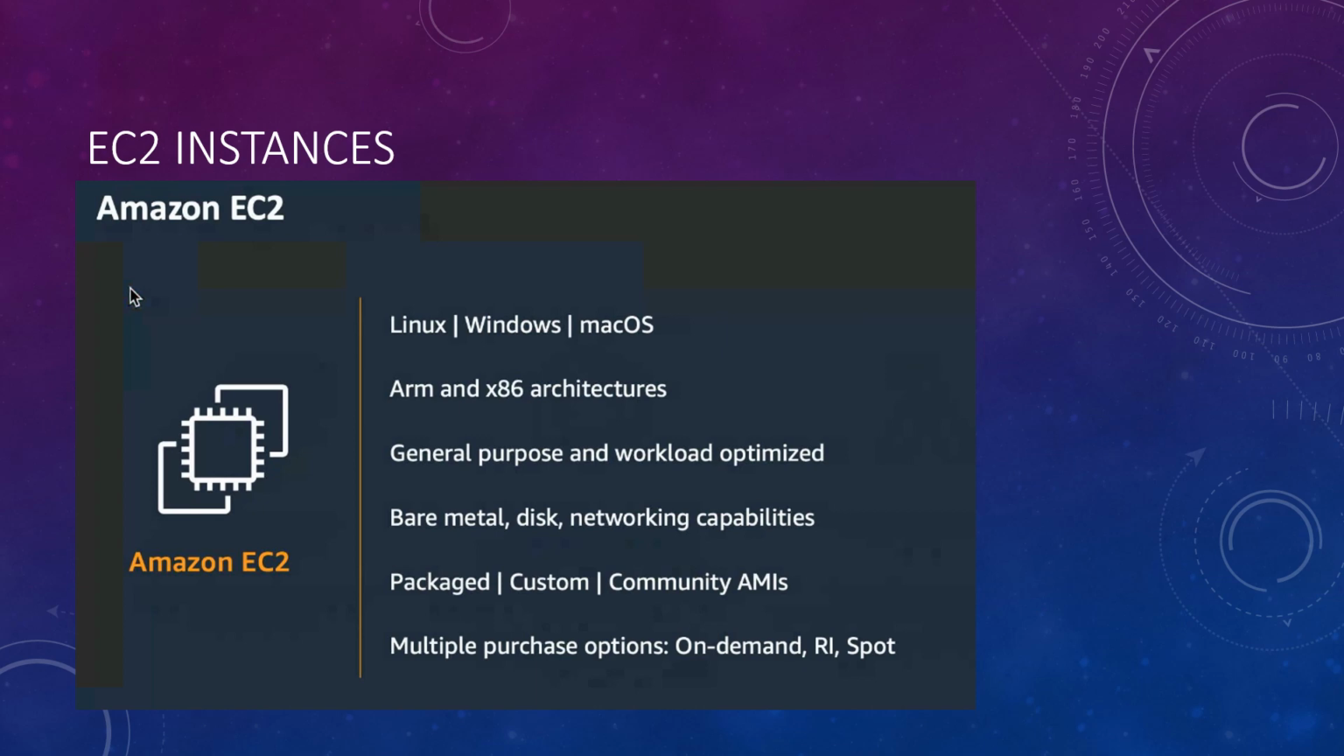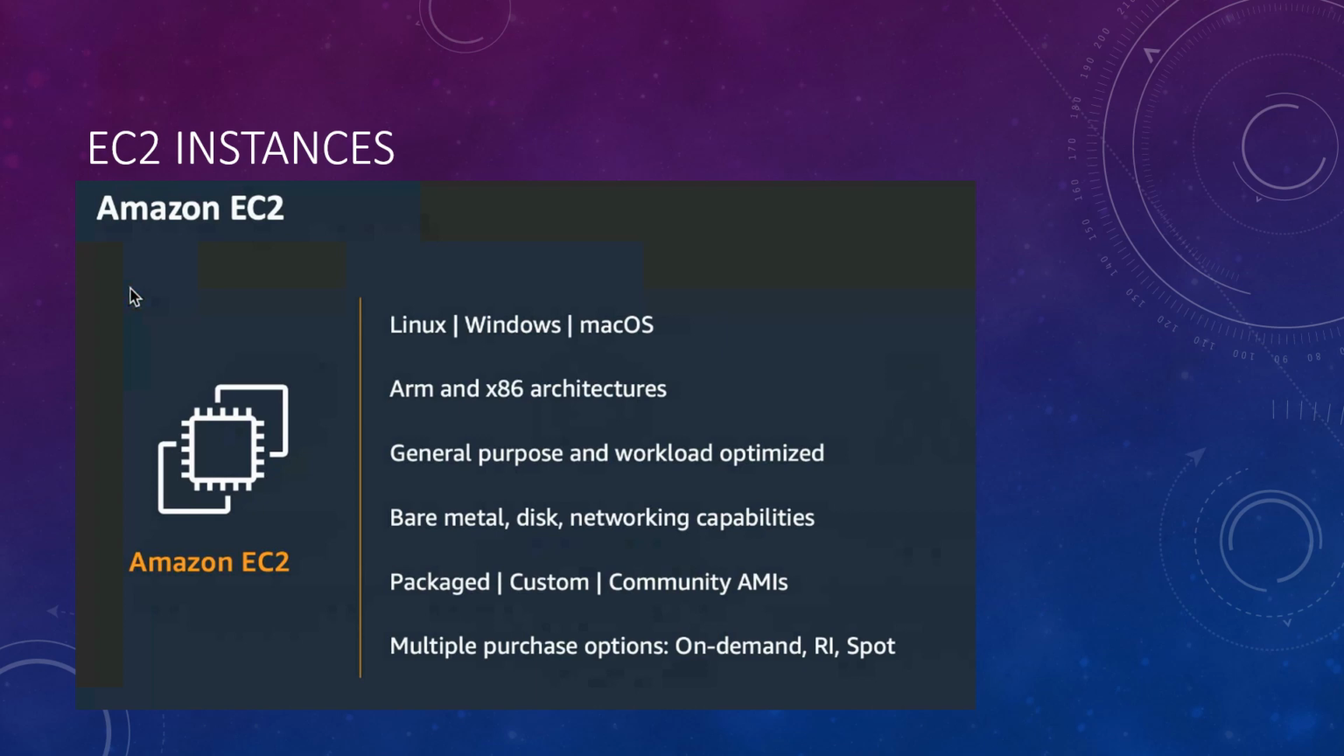Some of them are optimized for RAM. They normally start with R. Some of them are optimized for compute and they start with C. Some of them are optimized for graphics and they start with a G, and so on. And there's various networking capabilities and disk capabilities and so on. And as I said, there's lots of different types of AMIs that you can use, either your own custom AMI that you build yourself, or you can use a community AMI, which normally comes from the marketplace, or a packaged AMI, which AWS provides.